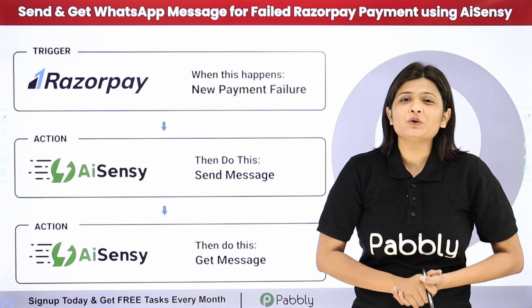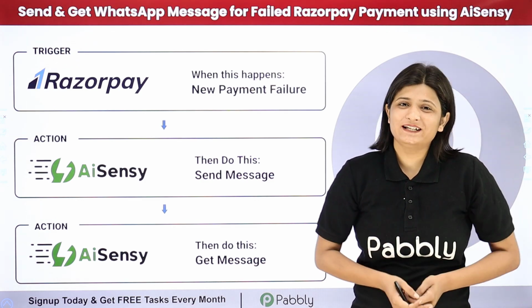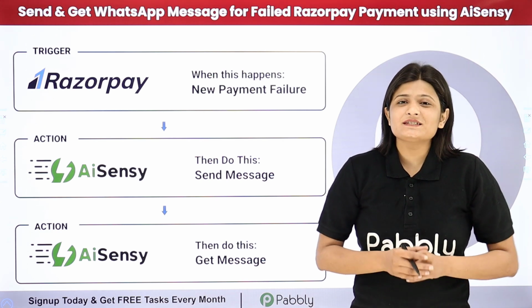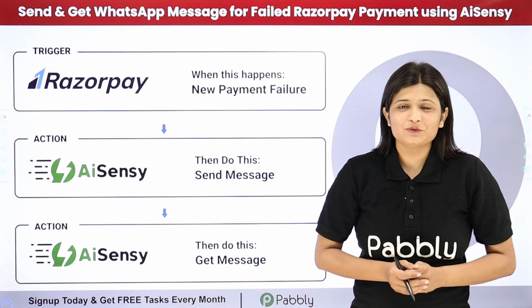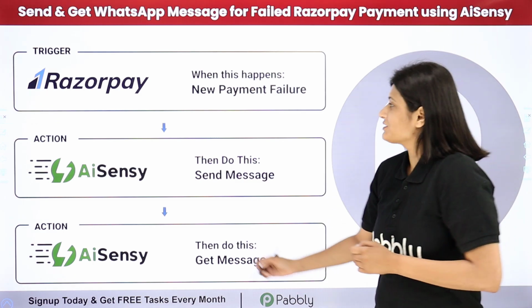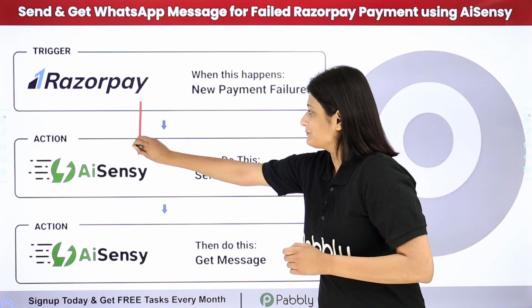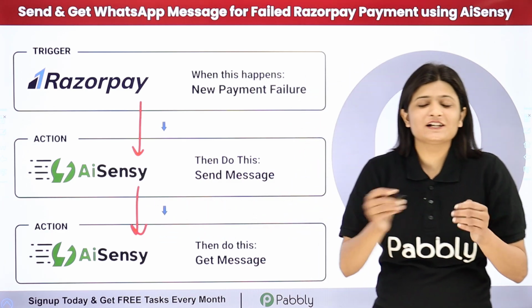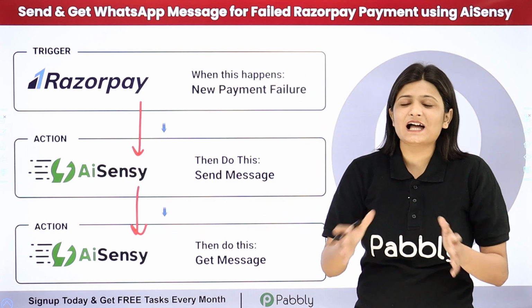Now as I completely want to automate this process, I am going to use Pabbly Connect. So Pabbly Connect is an amazing automation and integration software which requires no coding or programming skills. Here I just need to build connection between Razorpay and AiSensy. Pabbly Connect runs on two principles, which is trigger and action.